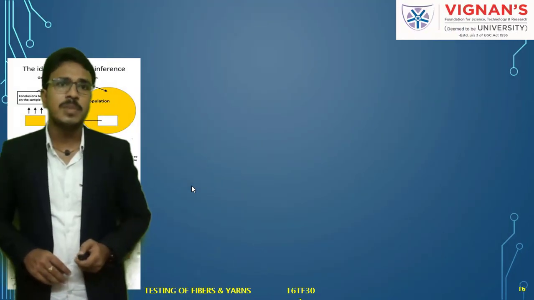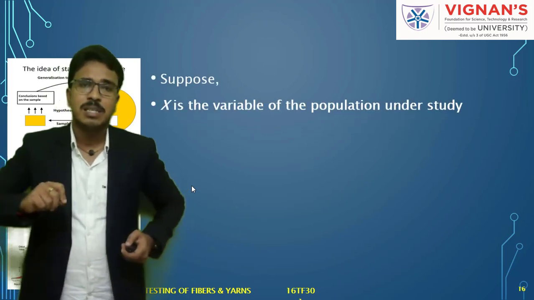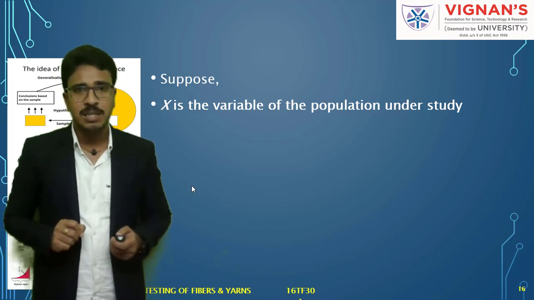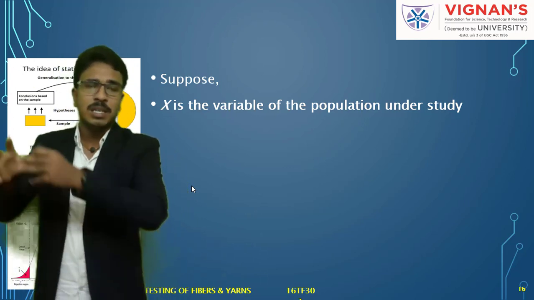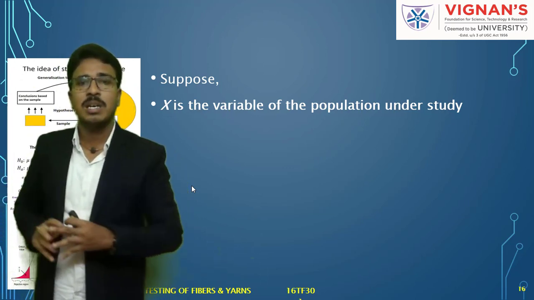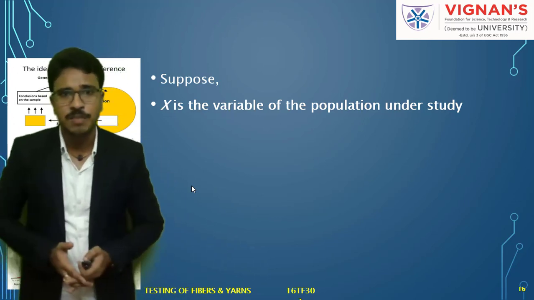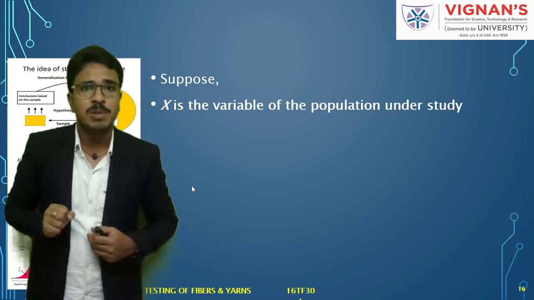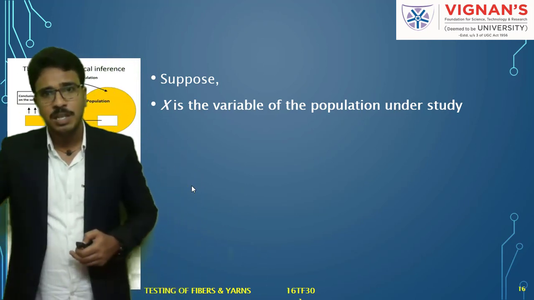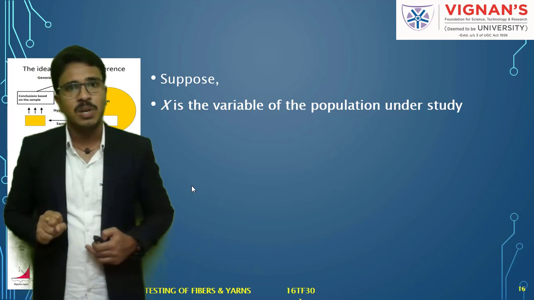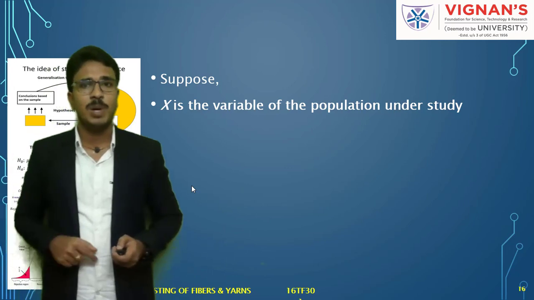Now, suppose you look at X as a variable of the population under study. That variable may be anything. For example, suppose your population is yarn, say 1000 kgs of yarn. This is our population. Suppose you want to examine the strength of your yarn samples. So X is the variable. X is a variable of the population.